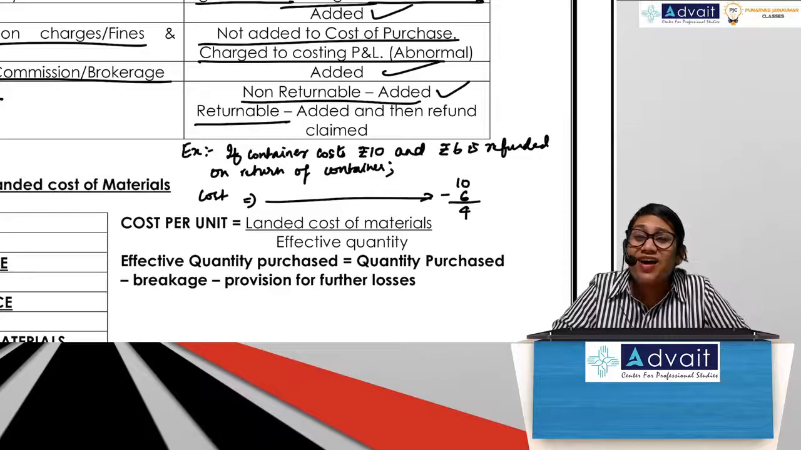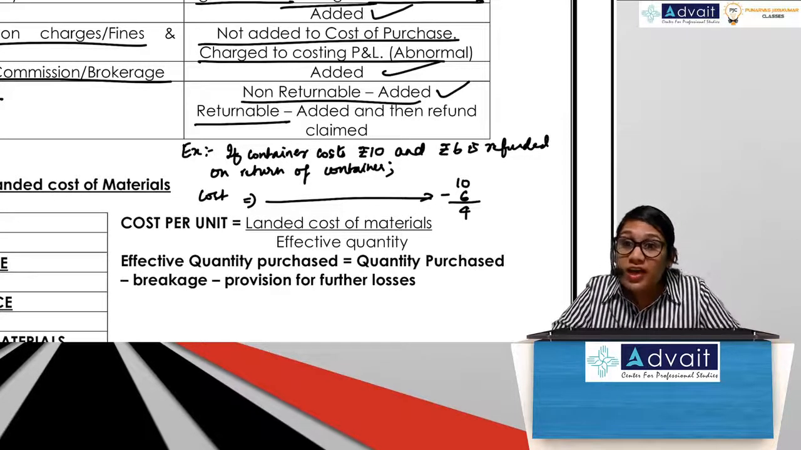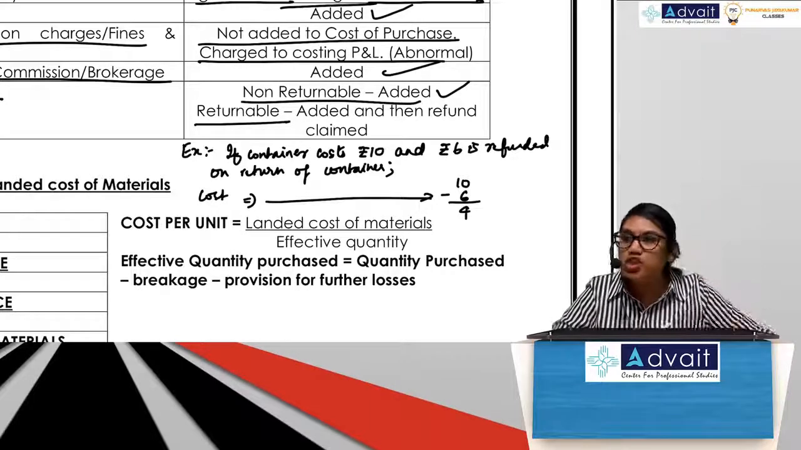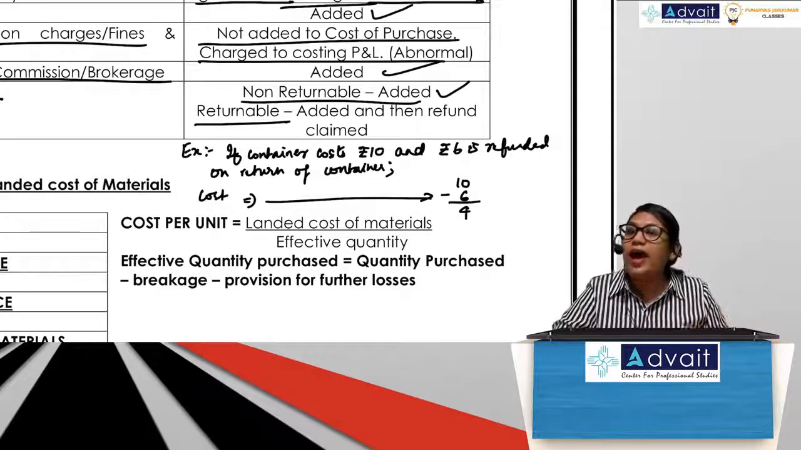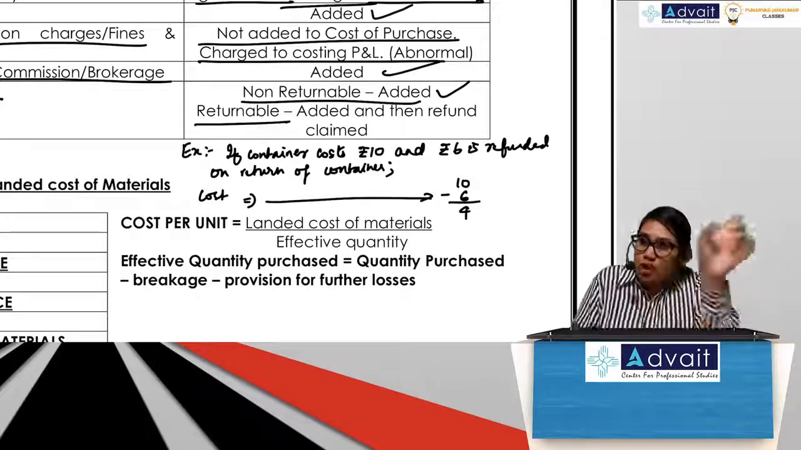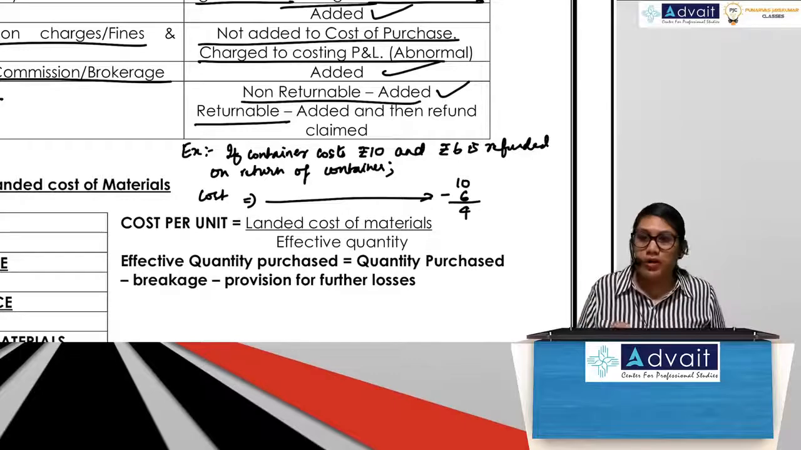So guys, why are we calculating this landed cost of materials? Because if we don't have landed cost of materials, we cannot draw up a stores ledger. This is all the initial preparation for our stores ledger. Now that we have our landed cost of materials, I know what cost I have to charge to the stores ledger. But this is in total. I need per unit. Correct?